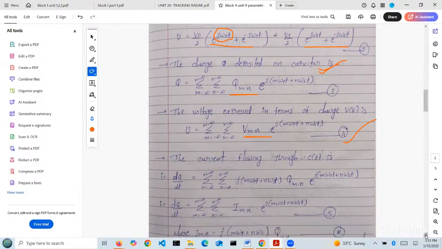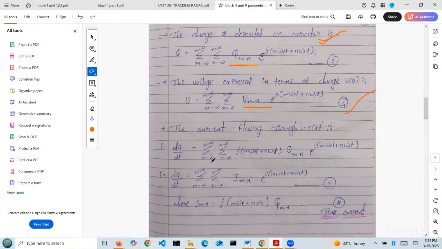Next, I am differentiating dq by dt. dq by dt equals sigma m, minus infinity to infinity. See here, e power j (m omega p t plus n omega s t) we have now. Differentiating e power x, how will we write it? Same way, here I am differentiating equation 3. Equation 3 is in terms of Q and e power x, so Q of mn e power x. The differentiation of e power x is x times e power x.